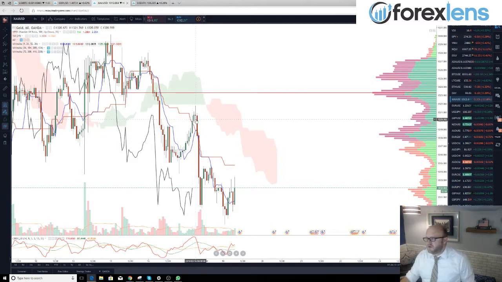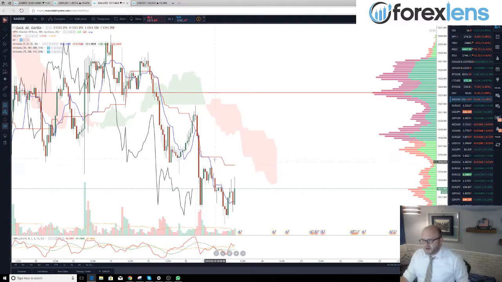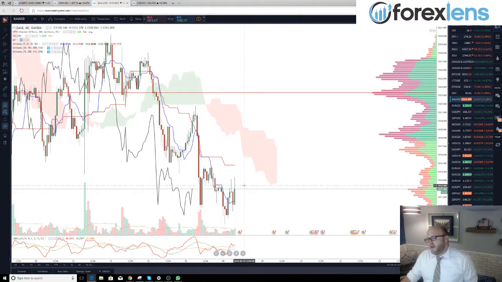Again, why did we take a short at 1320? Because we wanted to take a short if it got on a pullback up to here. But certainly, notice how it kept getting rejected at the base. But what are we doing right now? What's happening here?